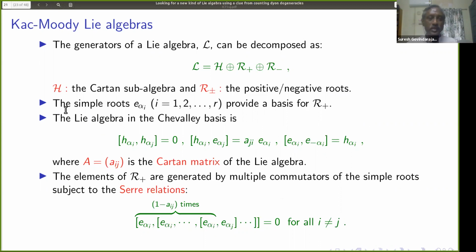Okay, that means the Kac-Moody Lie algebra, which you get by starting from this Lie algebra in the Chevalley basis and imposing set relations.